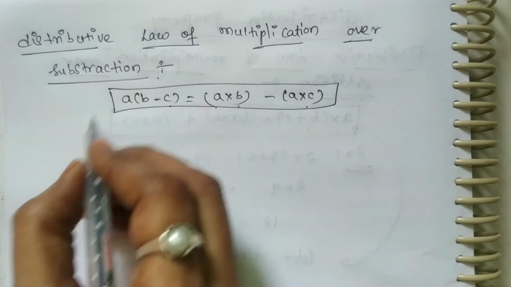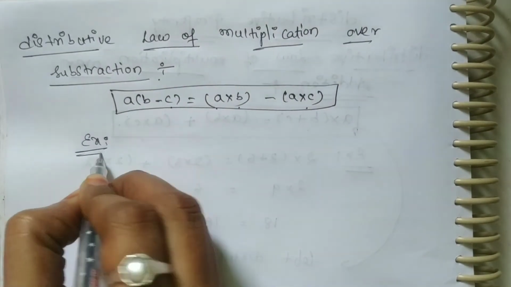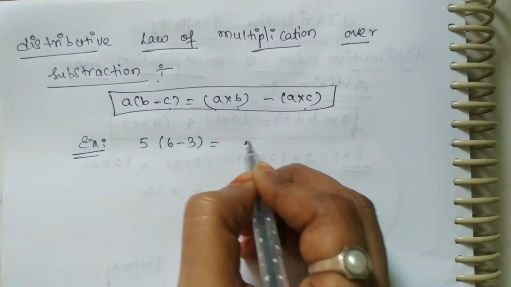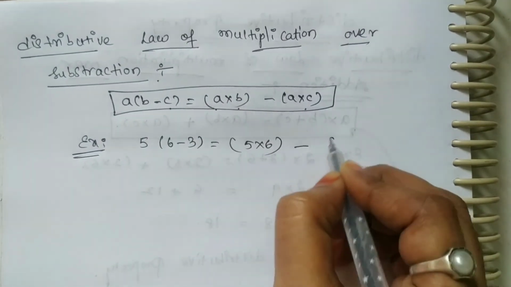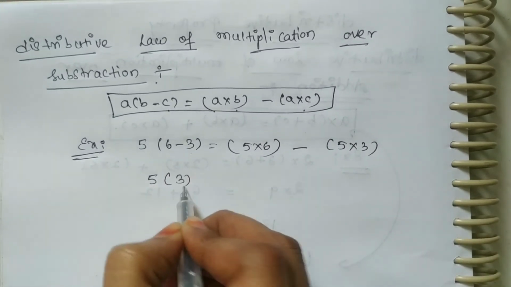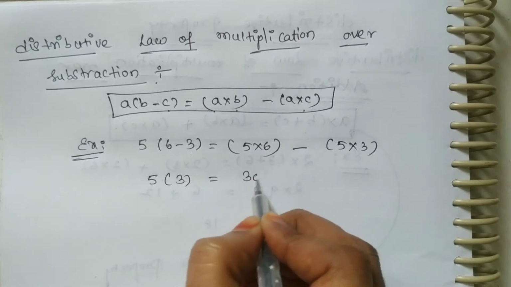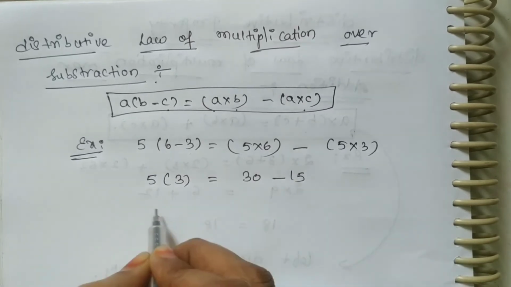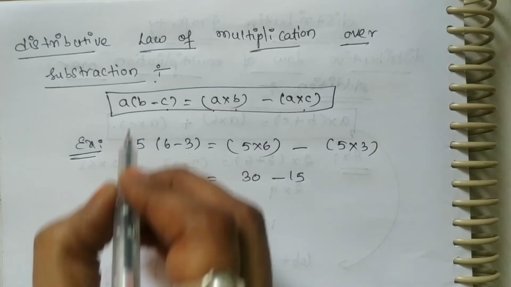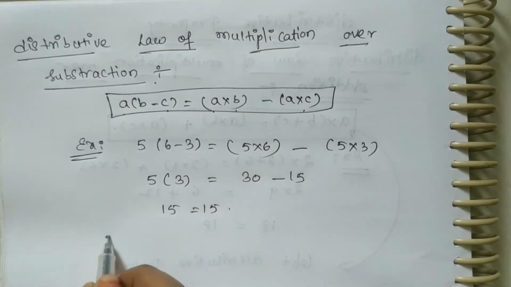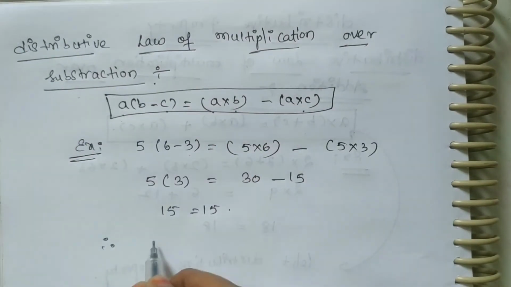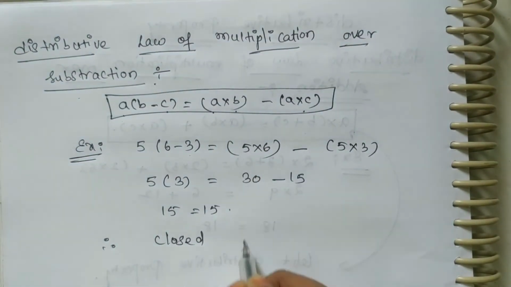So let us move to an example. 5 × (6 − 3) = 5 × 6 − 5 × 3. Here 5 × (6 − 3) is 5 × 3, which is 15, and 5 × 6 is 30 minus 15 is 15. So 15 equals 15. So this condition is satisfied. Therefore the distributive law of multiplication over subtraction is a closed operation.